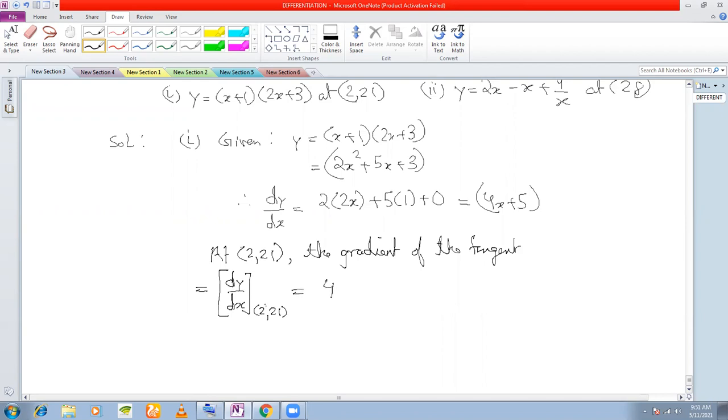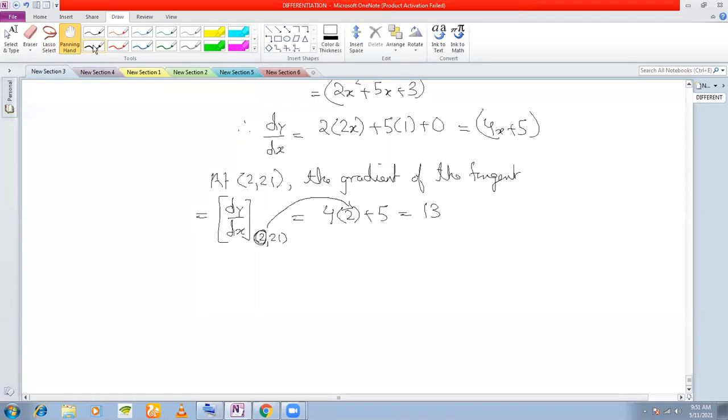Is equal to, what is the value of x here? X component here is 2. So you have 4x plus 5. So put x is equal to 2 plus 5. Okay, because the x component here is 2. That is why. So this is 8 plus 5, 13. That's it. That is all you had to do.